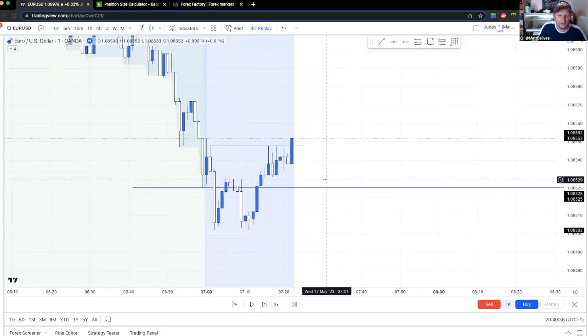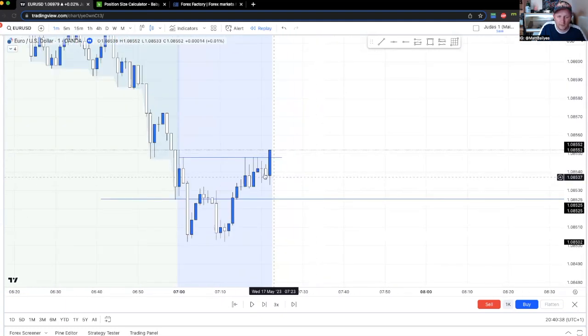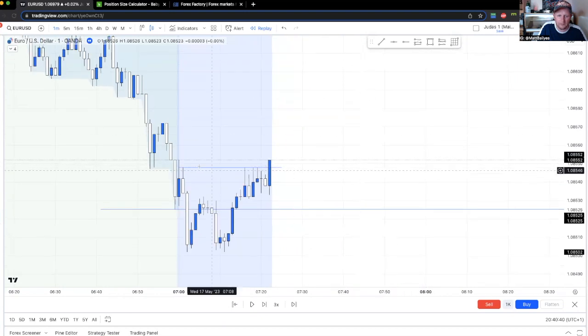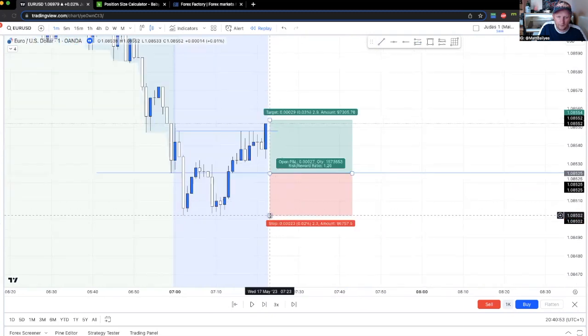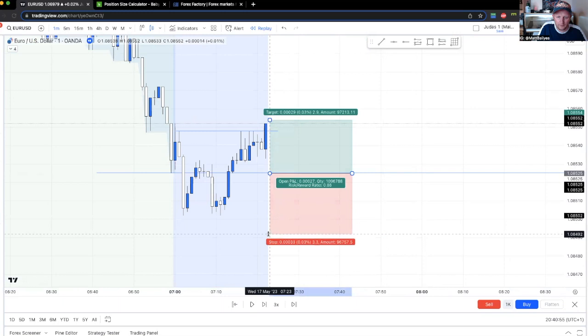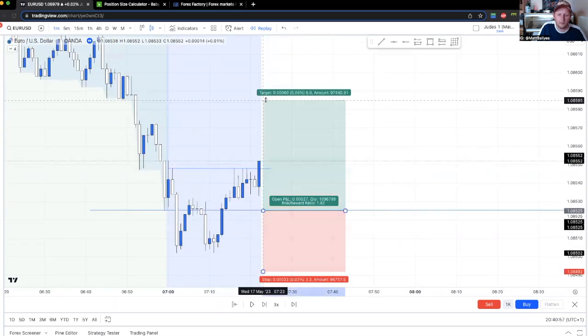So what we're going to be looking for now is the fair value gap, the furthest one away from the fractal change of character. So we're going to get our buy tool, and we're going to place a buy limit order right there. And that's a 2.3 pip. So one out of 3.3. Move this up to 2.